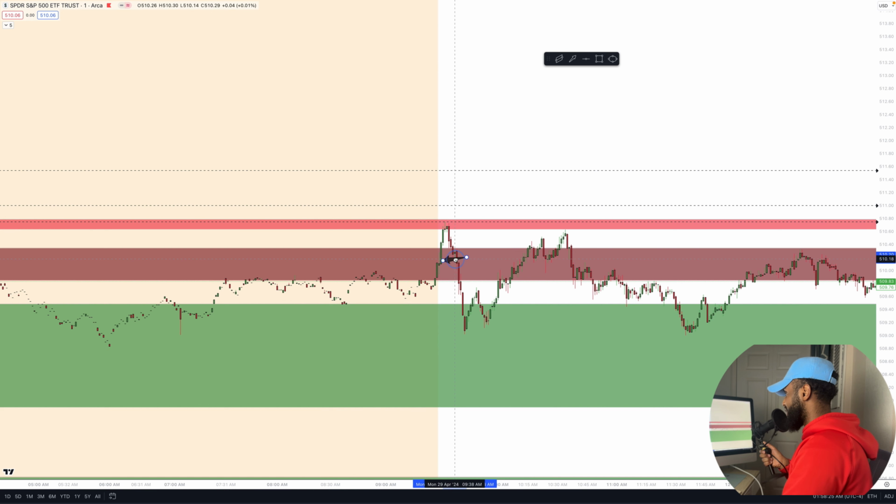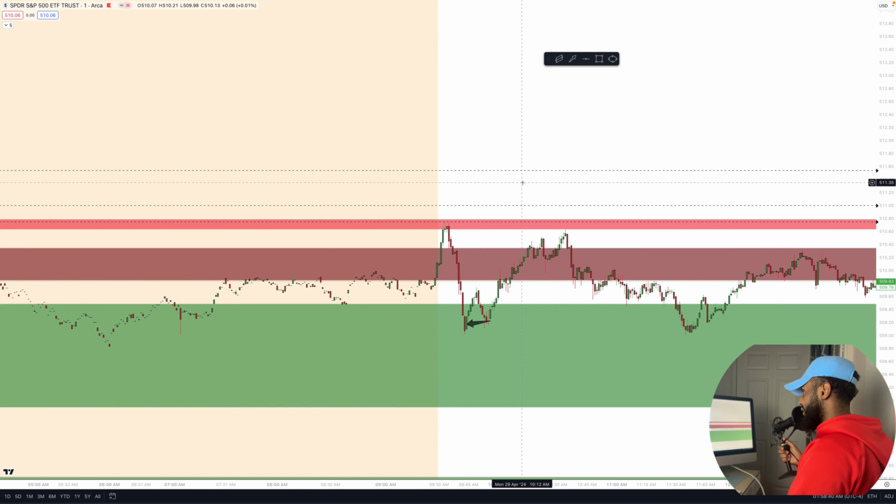So I took my position about right here, and I sold one contract here, but the other 4 contracts I ended up selling for a loss about down here, and this was a negative 7% trade.